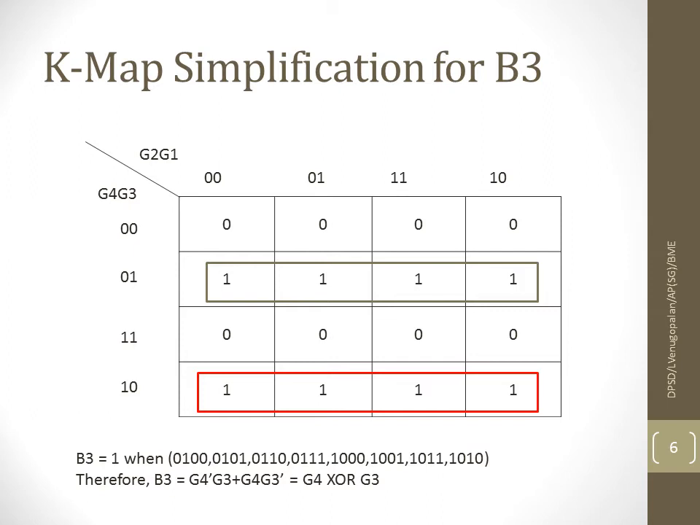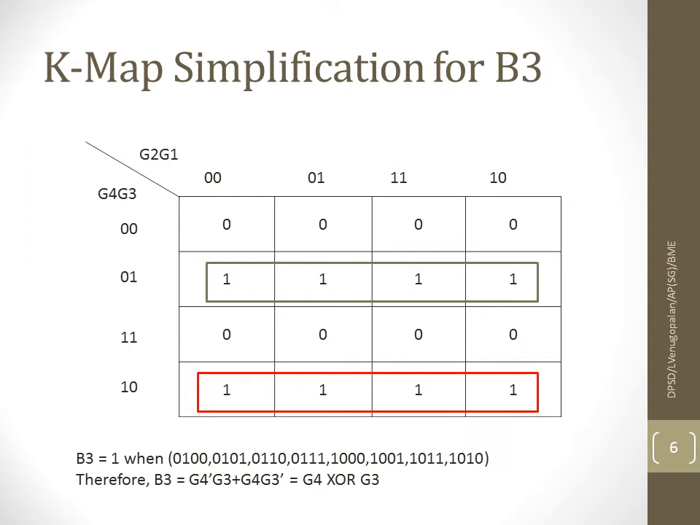However, when you're populating your K map, you have to be extra careful, because these are the inputs. G4 is the most significant bit and G1 is the least significant bit. So when you're populating the K map, make sure that you're populating it according to the proper inputs. That's what matters.